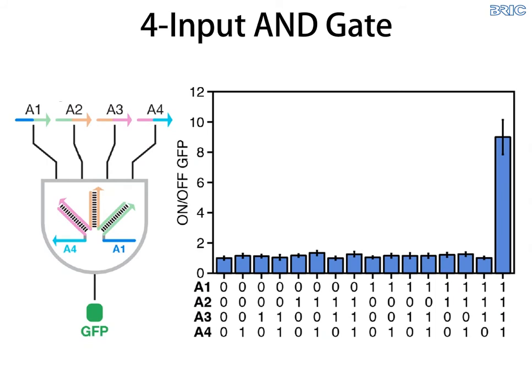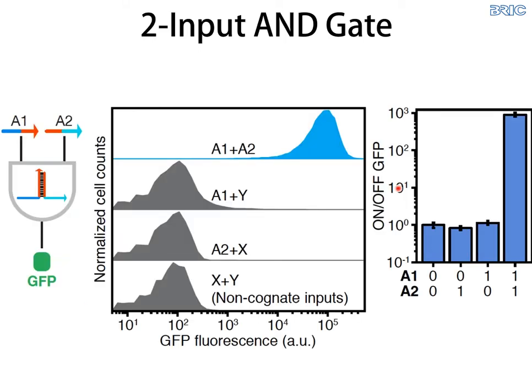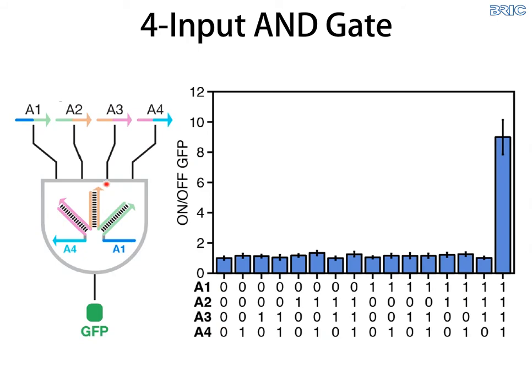And then we can actually scale up into a more complex system, such as a 4-input AND gate. Now you have a 5' domain here, 3' domain here, and then 4 of them come together into a complex. So what you notice is that it is functional, but the performance is much worse compared to the previous 2-input gate we talked about. So there are some limitations.